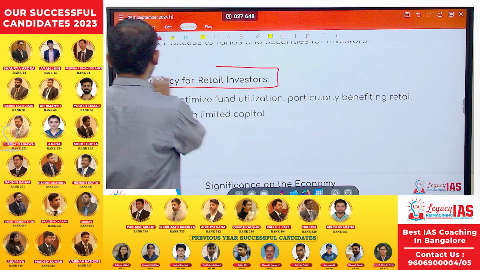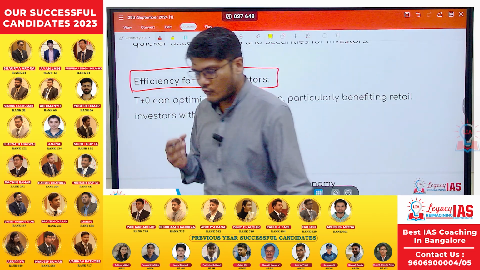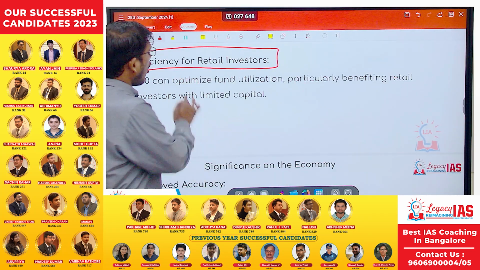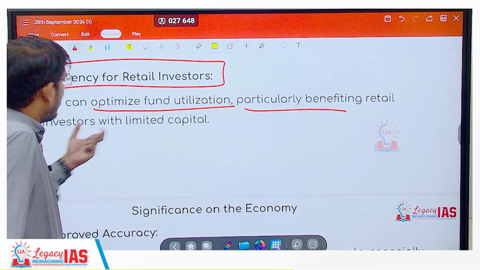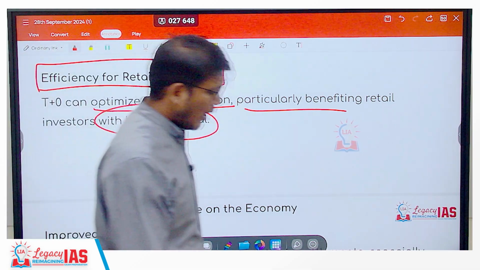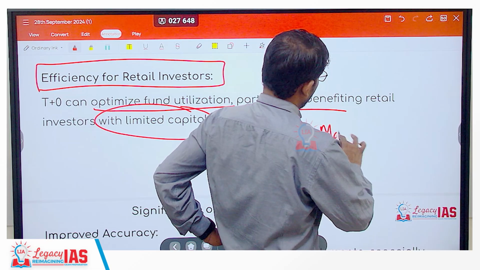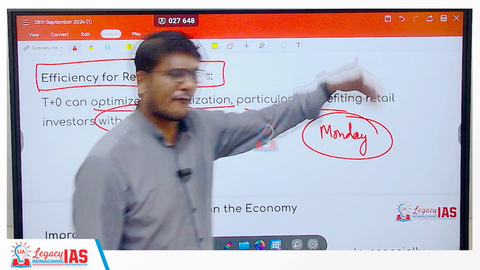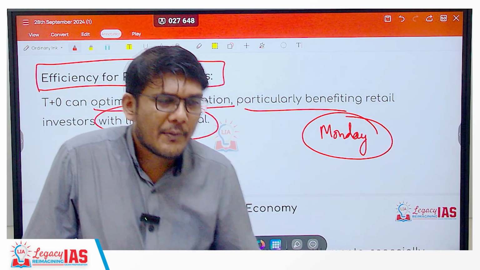Of course, efficiency for retail investors, every minute, every hour, every day counts a lot. So it increases the efficiency for retail investors, so they can optimize fund utilization, particularly benefiting retail investors when they have limited capital. See why? Because if I have limited capital, I want to sell a particular stock on Monday and I get the funds then and there, I can invest in another stock now. Or else what will happen?